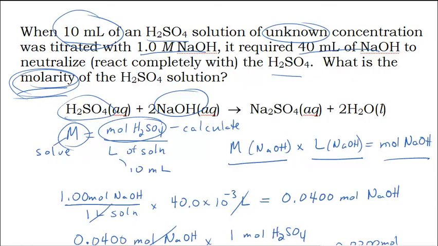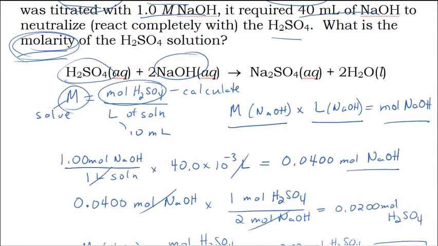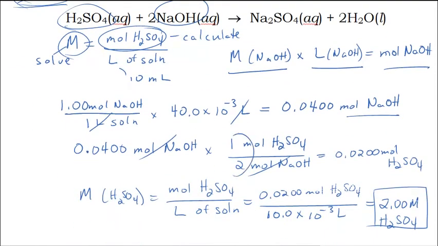Once we get the moles of sodium hydroxide, we can apply the mole ratio here, 1 to 2, to get the moles of H2SO4. Now we have what we need to get to molarity. We have the moles of H2SO4 and the volume of solution. We can now calculate the molarity of that unknown H2SO4 solution, moles divided by liters, and we find that it's 2 molar. So that's solution stoichiometry. Practice these. I think they're a little bit more challenging.